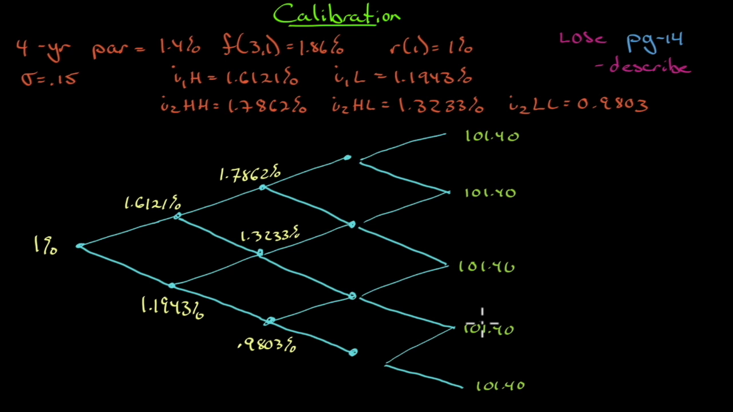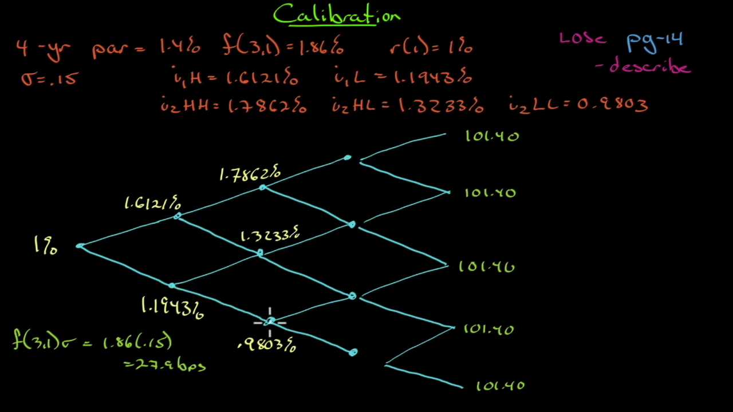101.40, and we just need some good starting rates to start with. So let's figure out what one standard deviation is. We're going to use F31, and we're going to multiply by our standard deviation, which gives us 1.86 times 0.15. We get 27.9 basis points. So we know this is one standard deviation down.